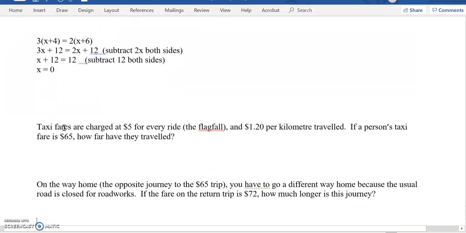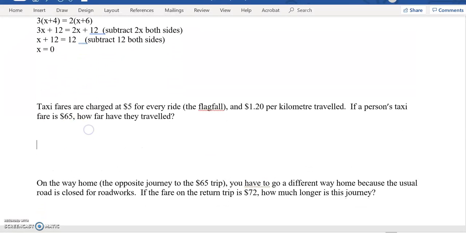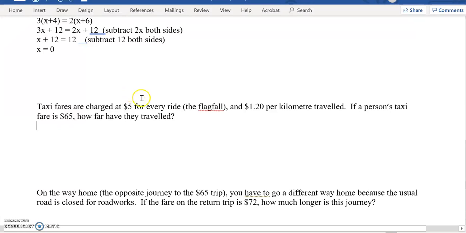Now we're talking taxi fares. So when you get in a taxi, they charge you a certain amount as soon as you get into the car for every ride. It's called the flag fall. So every trip you take is going to have $5 plus $1.20 per kilometre travelled. So if the taxi fare is 65, how far have they travelled?